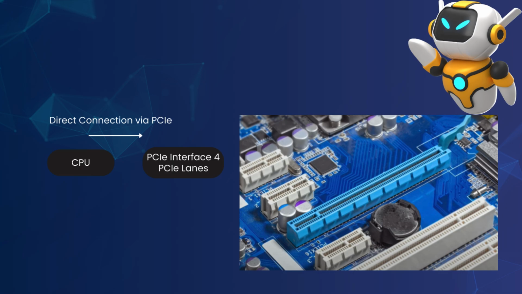Let's take a look at how NVMe technology manages requests. First, the CPU initiates data requests. These requests are sent through the PCIe lanes, typically using 4 links, allowing for high data transfer. The NVMe controller then manages the data flow between the PCIe interface and the storage.